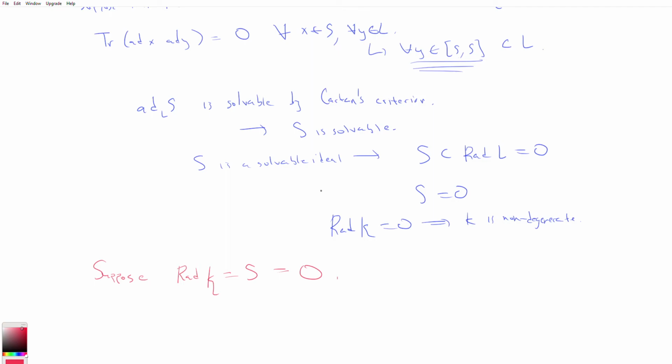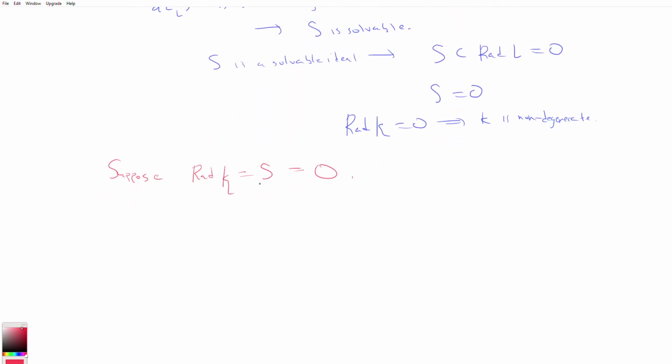So rather than showing that the radical is 0, we're going to use our equivalent condition that we just saw, which is to show that every abelian ideal of L is 0. And in particular, the way to do that is to show that it's contained in S, but S is 0. So suppose, right, take x element of I and y element of L, right?